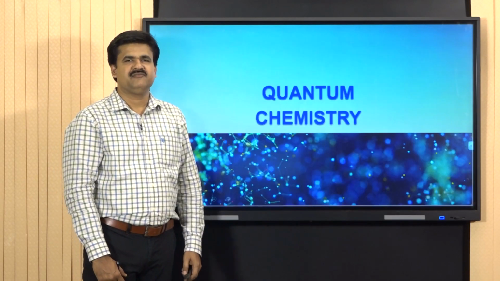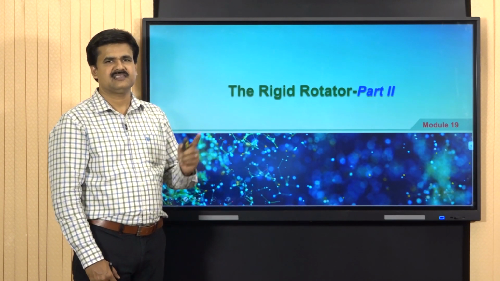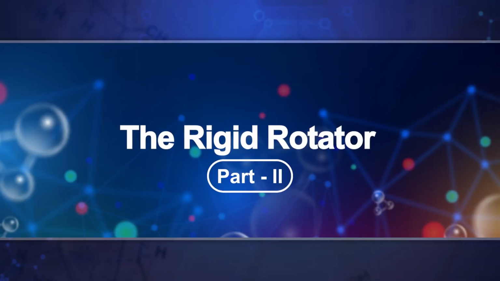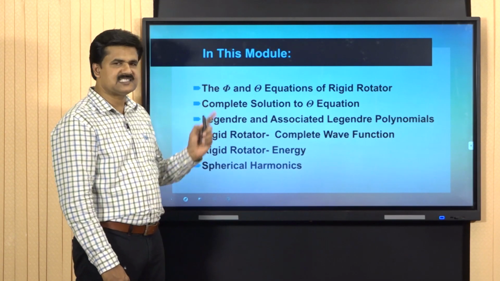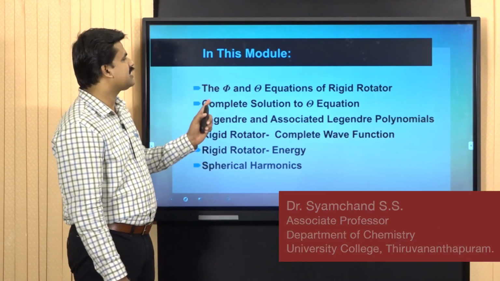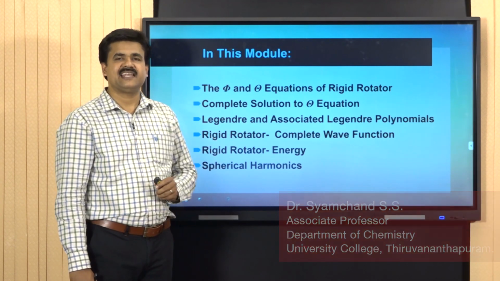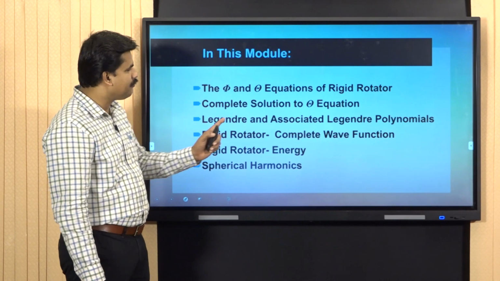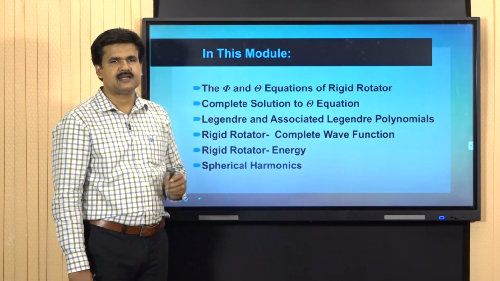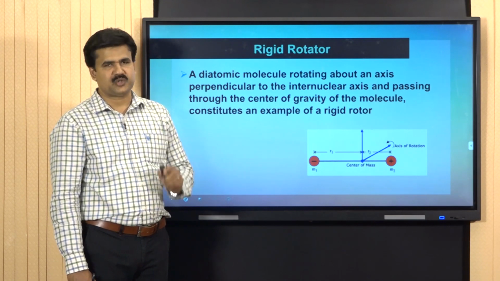Welcome dear learners. We are studying quantum chemistry and now we are discussing the rigid rotator, the second part. In this module, we are discussing the phi and theta equations of the rigid rotator, the complete solution to the theta equation, Legendre and associated Legendre polynomials, the complete wave function of the rigid rotator, the energy of the rigid rotator and spherical harmonics.